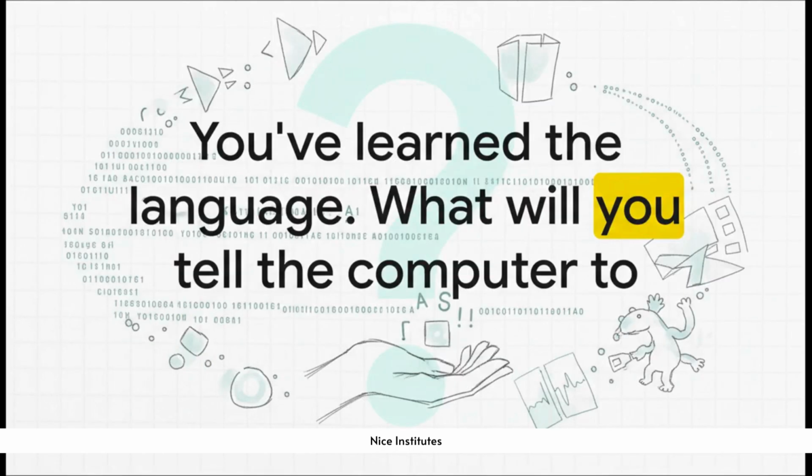So what does this all mean? It means you're not just someone who uses a computer anymore. You're a translator. You get it. You now understand the fundamental language that powers literally everything in our digital world. So that leaves just one last question. Now that you can speak the language, what are you going to tell the computer to do?